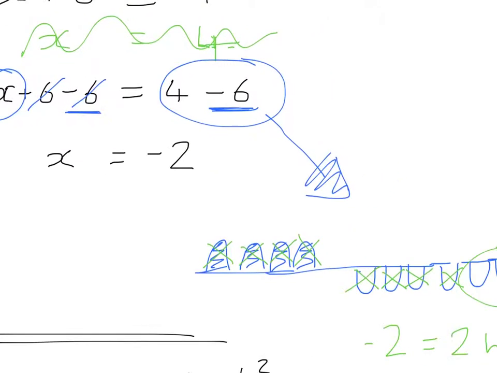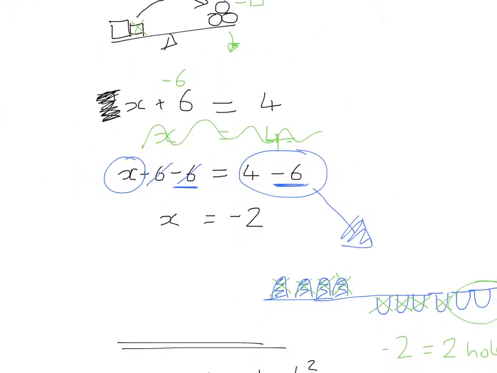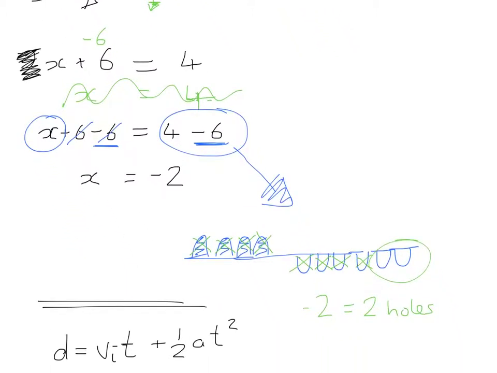But I think there are 2 key things to emphasize. When you're moving something from one side to the other, you have to do the same on both sides of the equals sign. The same on both sides of the equal sign. And the other thing is to use those holes to help you visualize adding and subtracting.